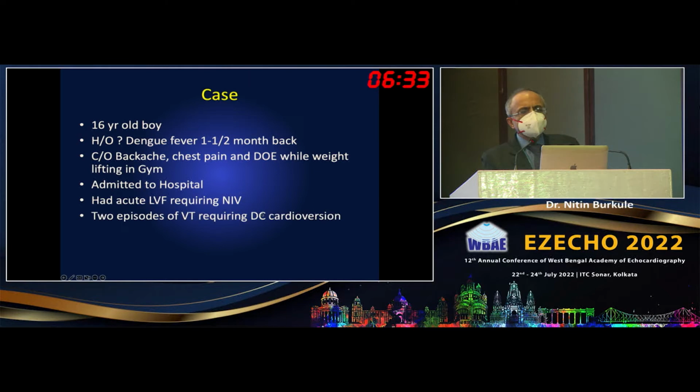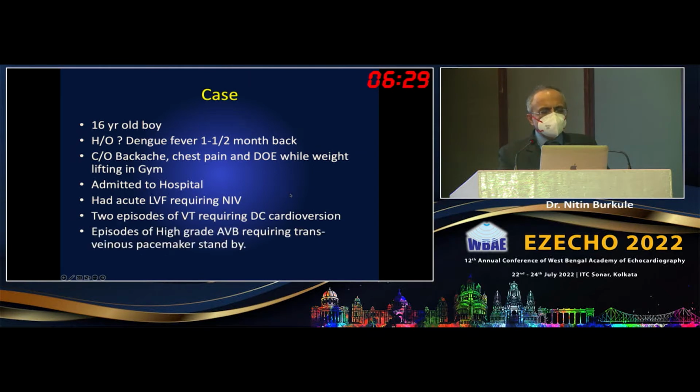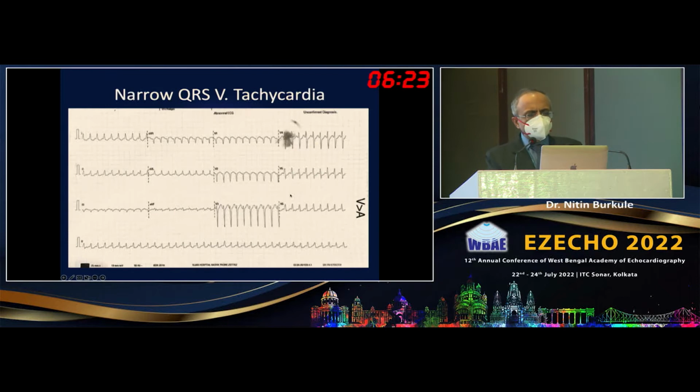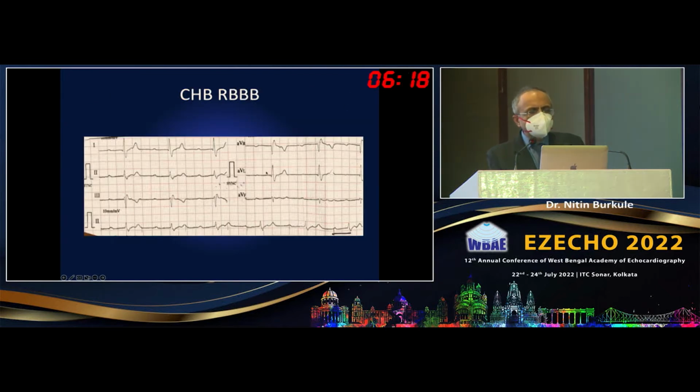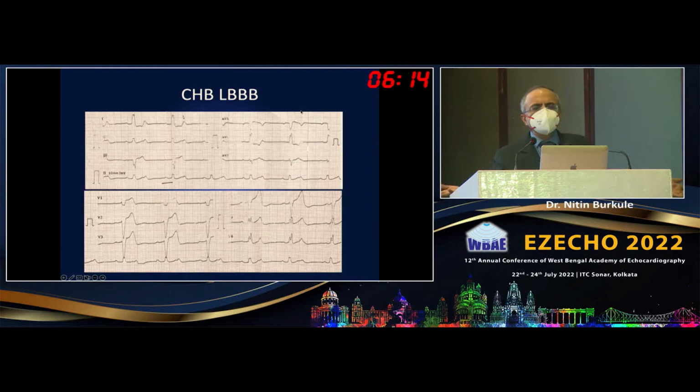Then he had episodes of VT, so he had to shock him. After conversion, he went into high-grade AV block, so he had to put in a temporary wire. After all that, he was shifted to us. He had a narrow QRS ventricular tachycardia, and after that he had this kind of RBBB with CHB, then the CHB converted into LBBB.